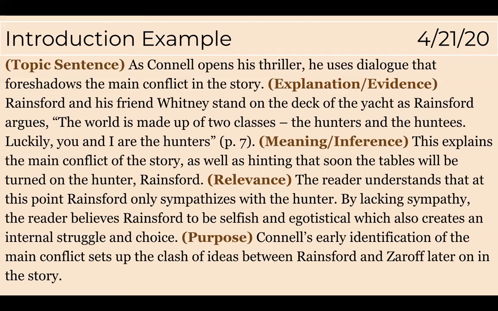So again, now we have some context of where the characters are saying this, right? And who is he saying it to? So then we have better context to this given evidence. Then we have the meaning and the inference. So this explains the main conflict of the story, as well as hinting that soon the tables will be turned on the hunter Rainsford.